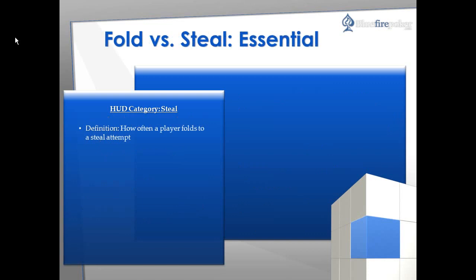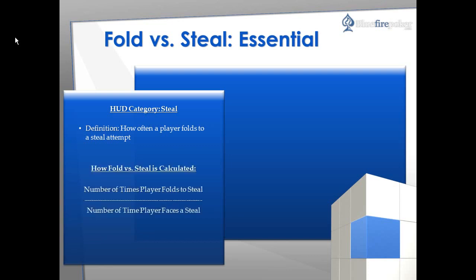The next of the essential stats is fold versus steal, and it's also in the HUD category of steal. And this is how often a player folds to a steal attempt. And it's simply calculated by the number of times the player folds to a steal divided by the number of times the player faces a steal.